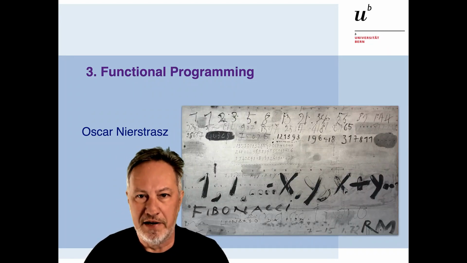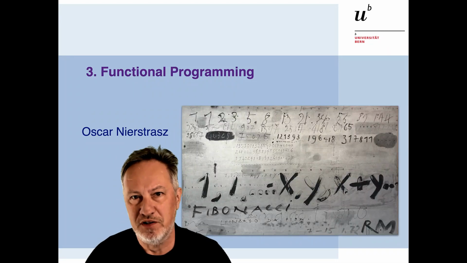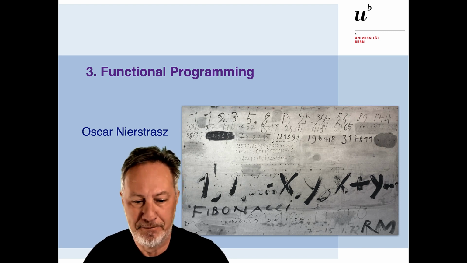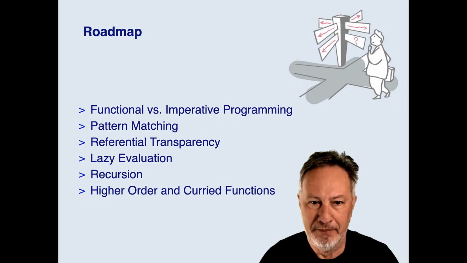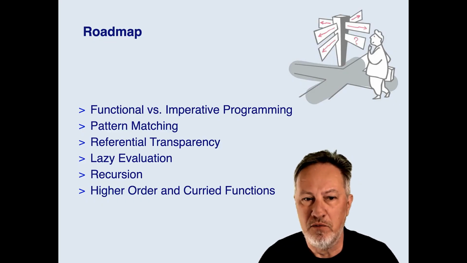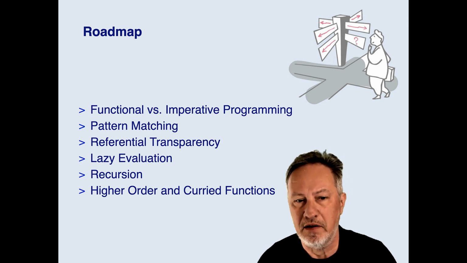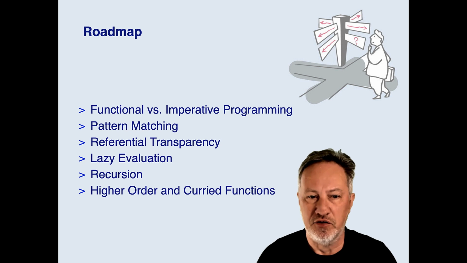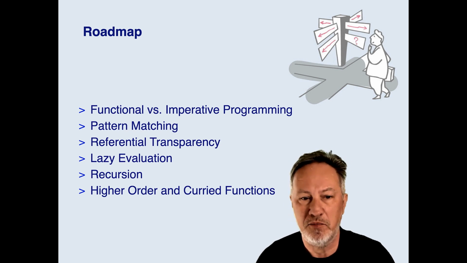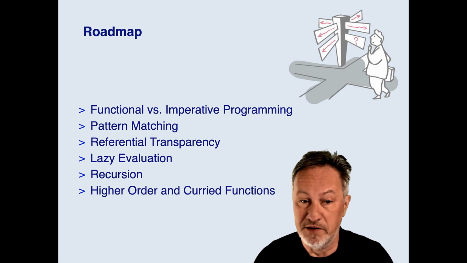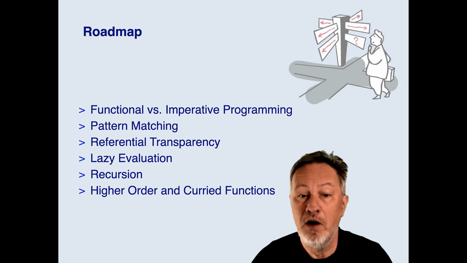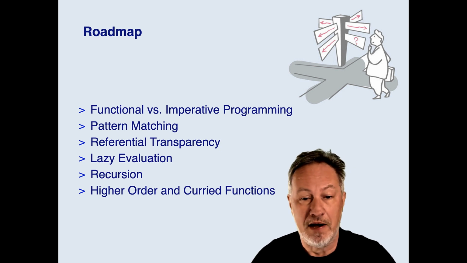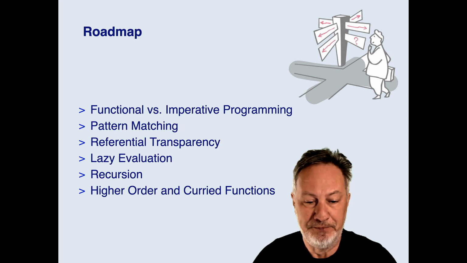Welcome to this third lecture in our programming language series on functional programming with Haskell. To start with, I'll quickly give you an overview of the difference between functional and imperative programming, and then we'll start looking at the specific features of Haskell, in particular pattern matching, referential transparency, lazy evaluation, recursion, and finally higher order and create functions.